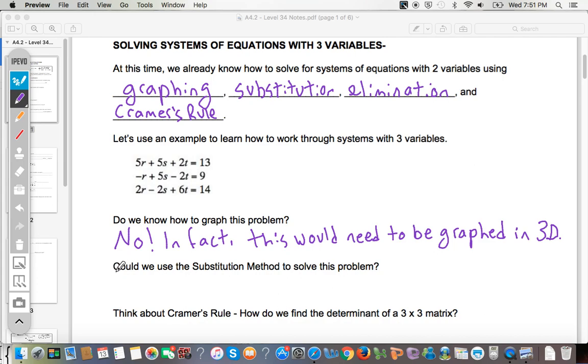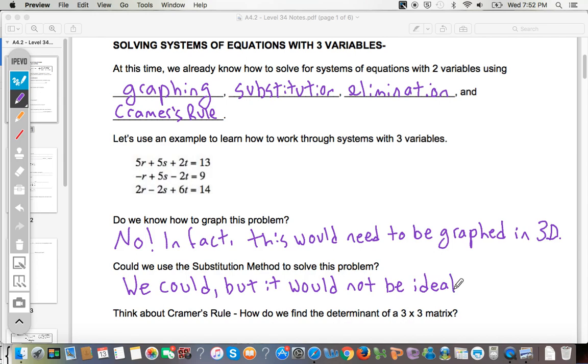Could we use the substitution method to solve this problem? Yeah, well, I'm sure we could. But it would get a little bit too complicated. So let's just say it would not be ideal. There must be an easier way. Okay, I'll give you a second to write this down. Pause the video if you need some extra time.